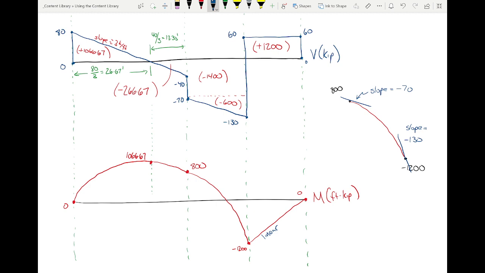This is good stuff. I want to make sure that we're clear on this. Does that make sense? Yes. So if the slope went from negative 130 to 0, it would go up like that. Does that make sense? If the shear diagram went from negative 130 to 70, then it would be flipped. Because again, keep in mind, all this is the derivative of that.